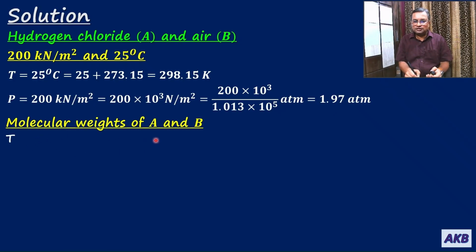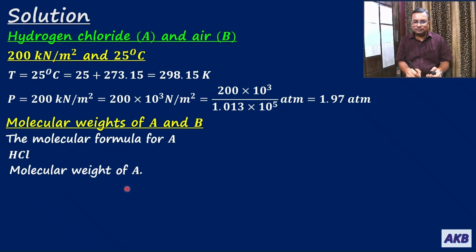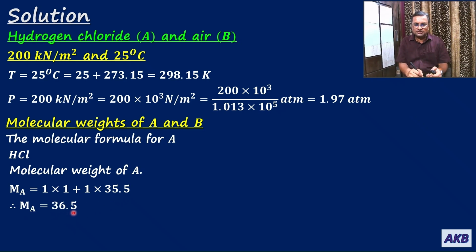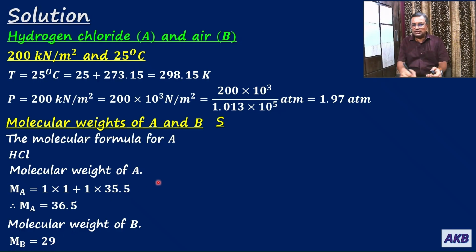Then molecular weights of A and B. The molecular formula for A in this case is HCl. So molecular weight of A, Ma, will be equal to 1 into atomic weight of hydrogen, plus 1 into atomic weight of chlorine. So that gives us Ma as 36.5. Then molecular weight of B in this case is air. So molecular weight of air, that is Mb, is 29.